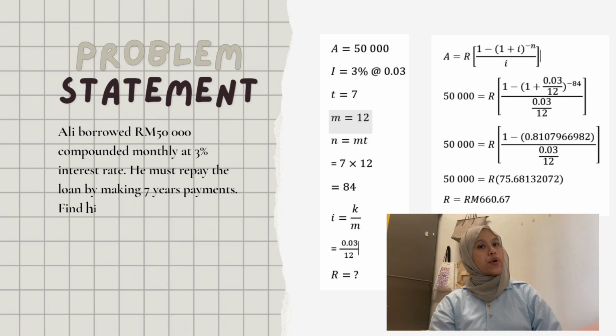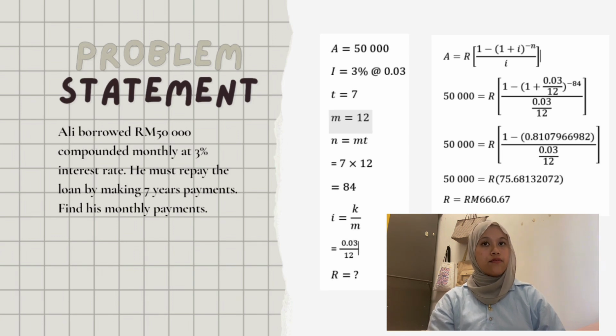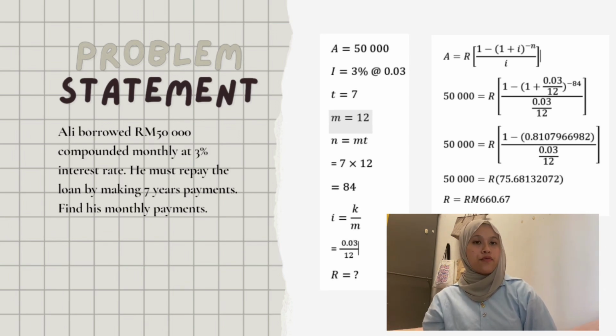So here is the solution of the question. A equals to 50,000, I equals to 3%, which is 0.03, T equals to 7, M equals to 12, N equals to MT, which is 7 multiplied by 12, and we got 84. I equals to K divided by M, which is 0.03 divided by 12. So here we use the loan formula to find R. 50,000 equals to R in brackets 1 minus in brackets 1 plus 0.03 divided by 12 to the power of negative 84, divided by 0.03 divided by 12.